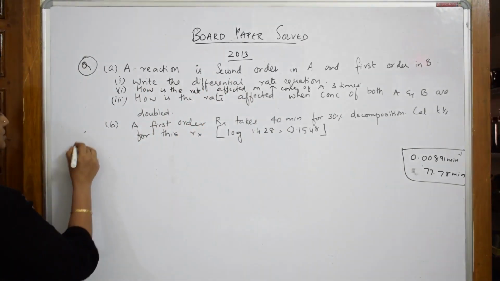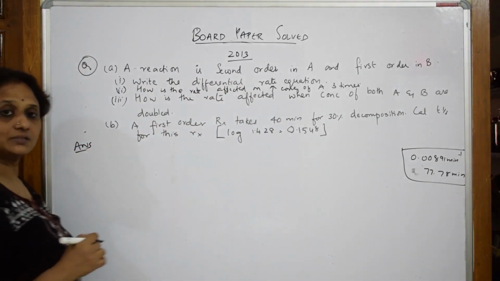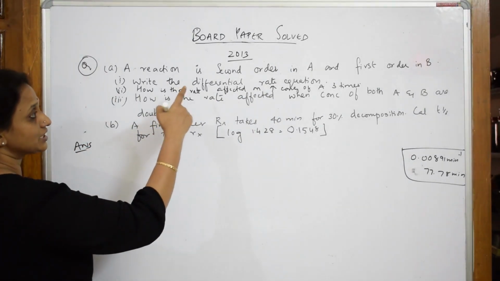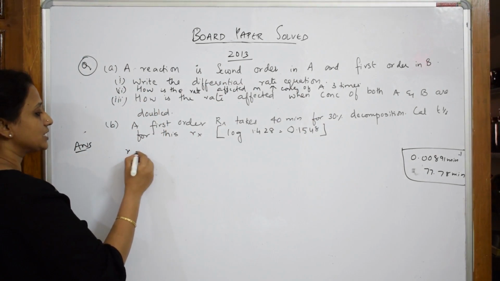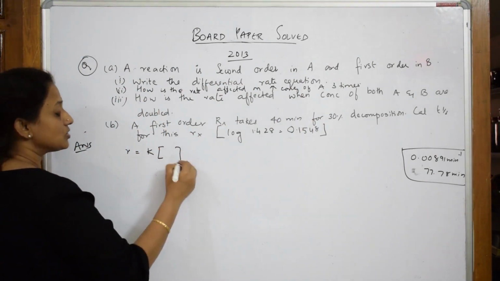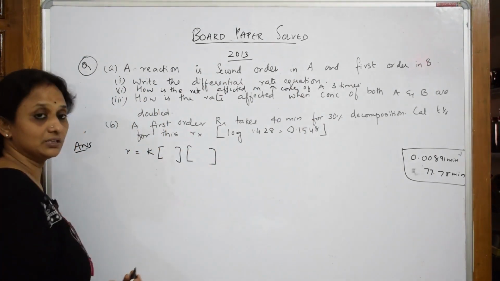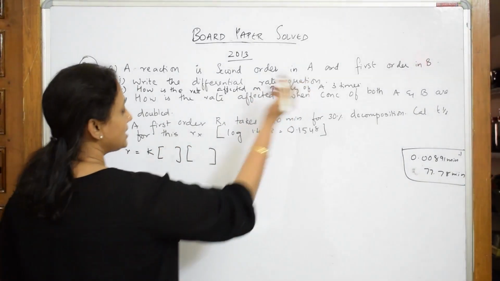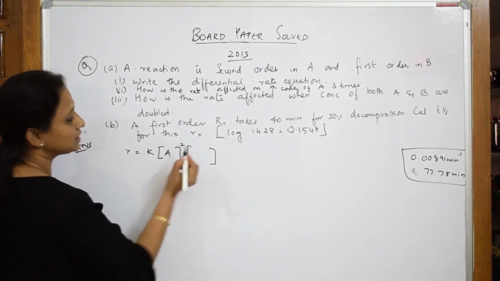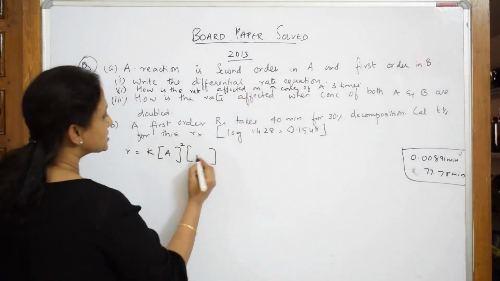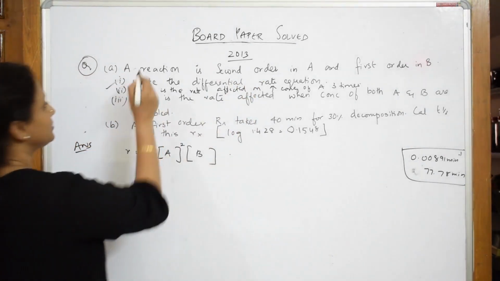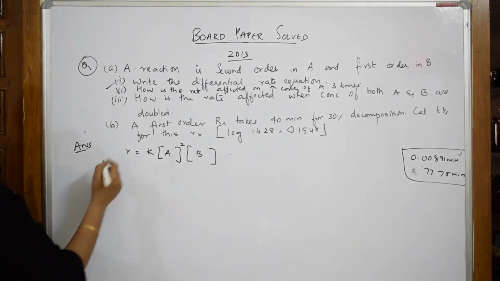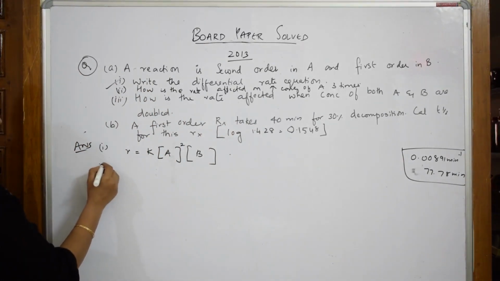So what is the differential rate equation? I'm going to write the solution first. I have to write the differential rate equation with respect to A and B. As I very well know, rate is equal to k into concentration of A and concentration of B. They said A is second order kinetics, so the order will be 2, and B is first order kinetics, so the order is 1. So the first question is done. I'm done with the differential rate equation. I'm coming back to the second one now.